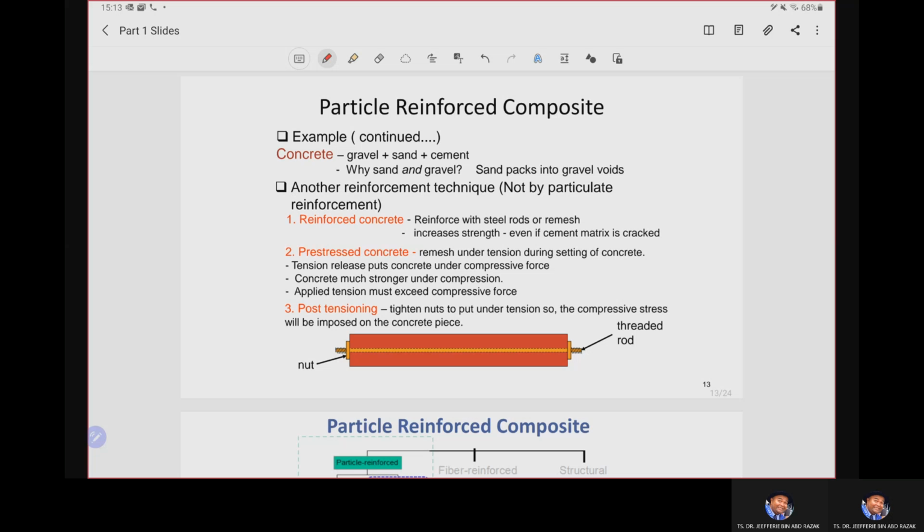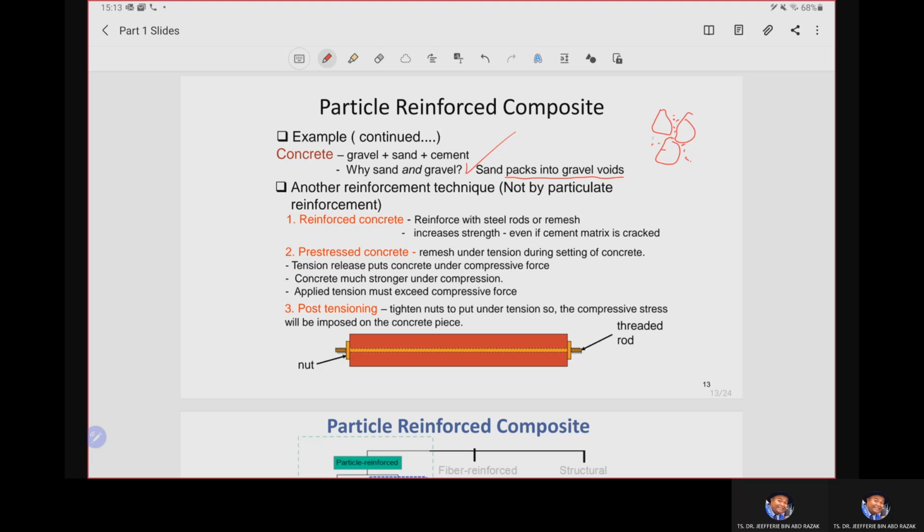Those ceramics for concrete material, like gravel, sand and cement, are required to produce the concrete. But why sand and gravel? Because of the finer size of the sand and the coarser size of the gravel, the sand can pack into the gravel voids. This is gravel and then comes sand here. So there is a stacking effect.